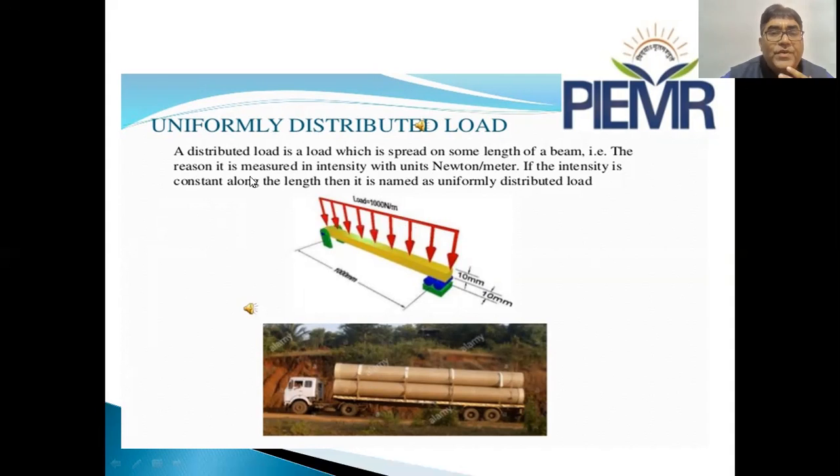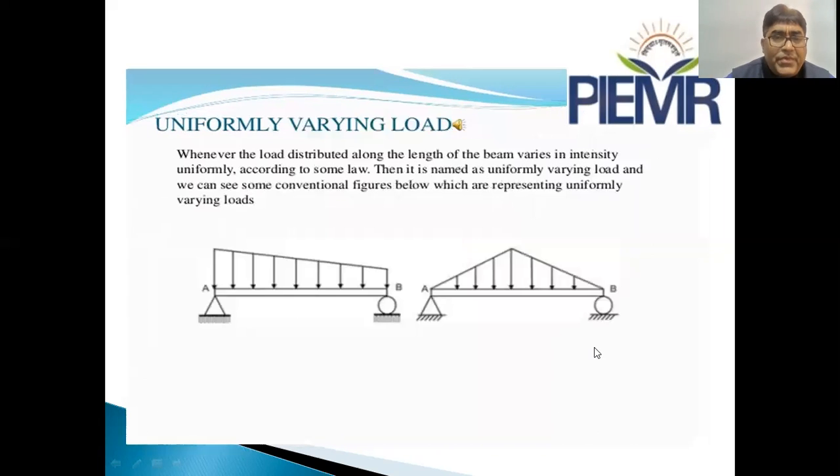A distributed load is a load which is spread over some length of a beam. It is measured in intensity with units Newton per meter, Newton per centimeter, Newton per millimeter. If the unit of the load is kilonewton, then kilonewton per meter, kilonewton per centimeter, kilonewton per millimeter also. If the intensity is constant along the length, then it is named as uniformly distributed load. You can see that there is a big truck carrying some uniformly distributed load in the form of pipes.